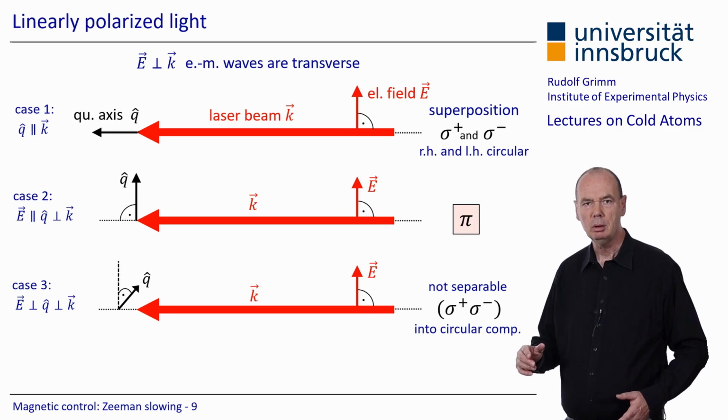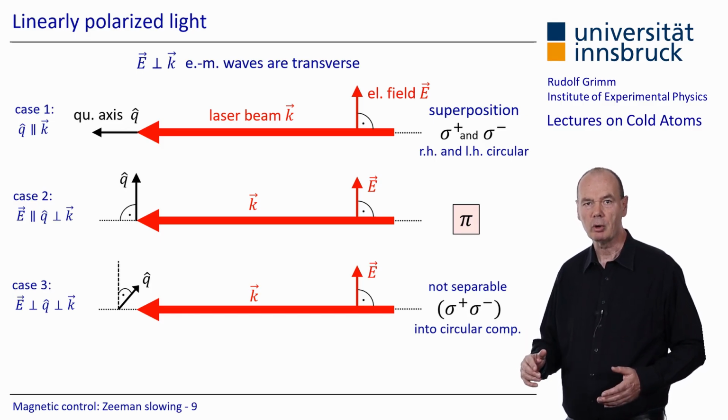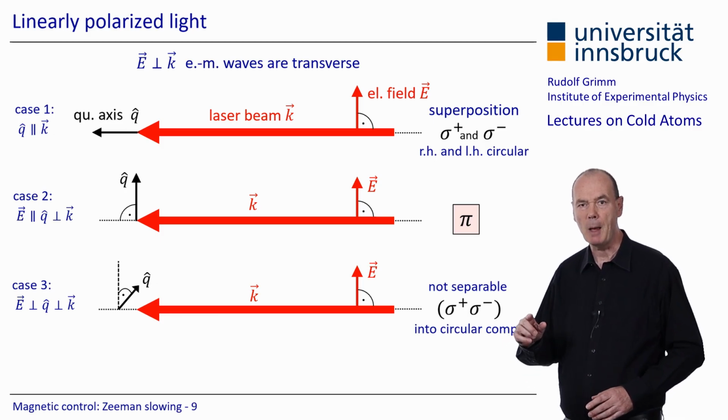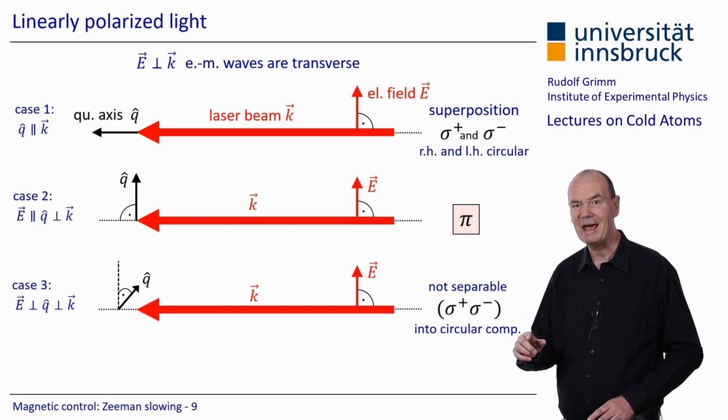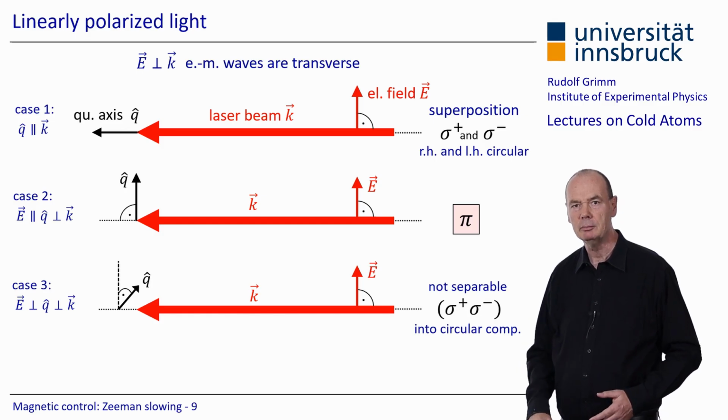In case 1, one can in principle realize a kind of filter that absorbs the sigma plus and transmits the sigma minus light. This can be a cold atom cloud in a magnetic field. Or the object can cause a phase shift between the 2 circular components. The effect of different absorption corresponds to the so-called circular dichroism, and the relative phase shift is the origin of the Faraday effect, the rotation of the plane of linear polarization caused by a magnetic field.